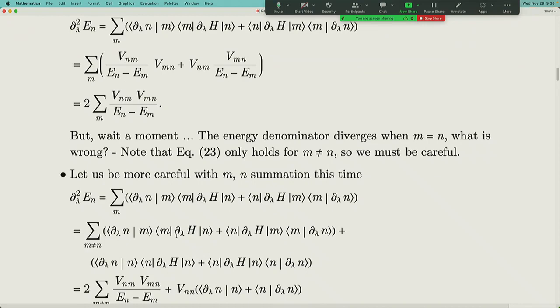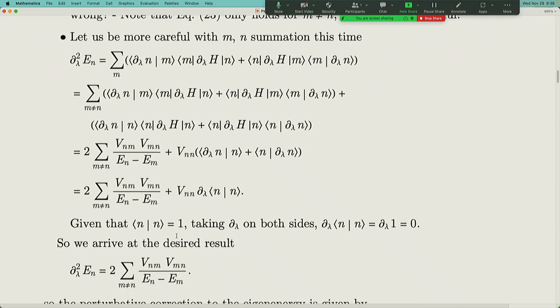So let's redo the calculation again. I did it too quickly. We actually need to redo the calculation, but the idea is very similar. Still, we need to insert the resolution of identity, but this time, instead of immediately applying the second Hellmann-Feynman theorem, because you remember that the condition to apply the second Hellmann-Feynman theorem is that n doesn't equal m, right? When we derived the second Hellmann-Feynman theorem, we made an assumption that n and m are different states. So you can't apply the second Hellmann-Feynman theorem to this state derivative immediately.